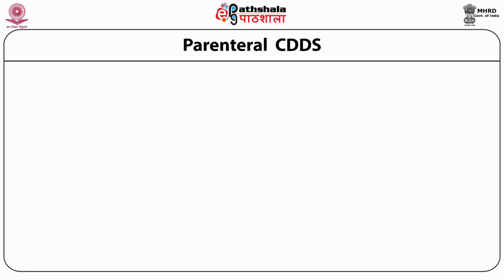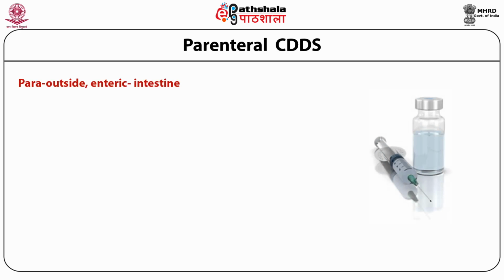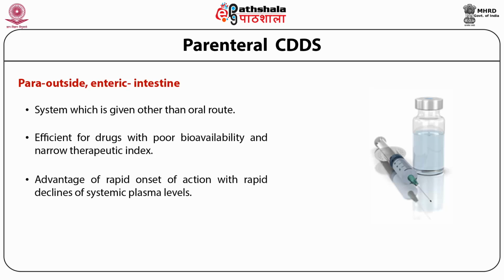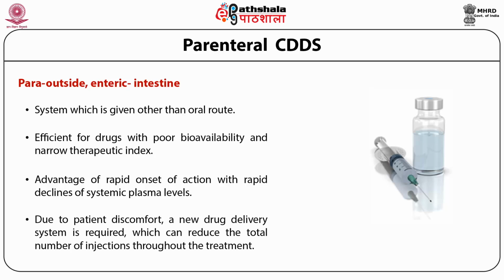To begin with, parenteral comprises of the two words para, which means outside, and enteron, which is intestine. So it is a system which is devised other than, and it is besides the oral route. It is very efficient for drugs with poor bioavailability and narrow therapeutic index. It has a very suitable specific advantage of rapid onset of action with a rapid decline of the systemic plasma levels of drug. But it has a very salient, important disadvantage that it leads to patient discomfort.